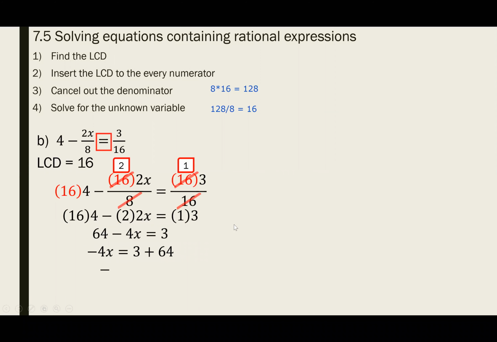So negative, it's a negative 61, guys. I have a typo here. So it's not 67. We subtract 64. So 3 minus 64 is negative 61. And then you divide this item.